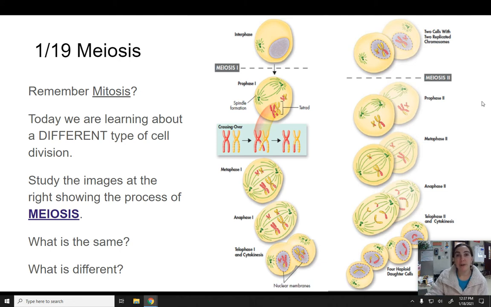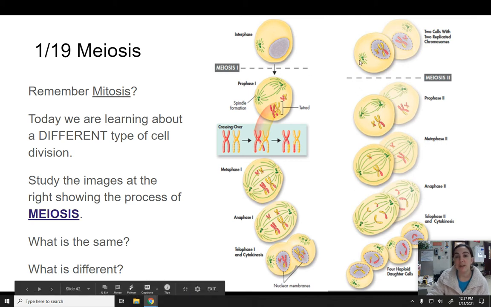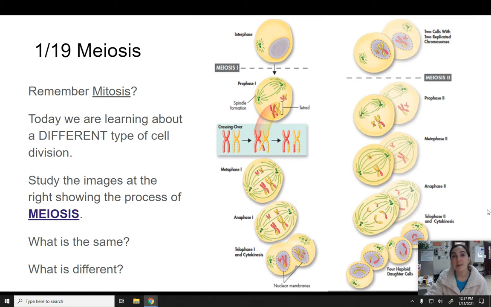If you remember, earlier this trimester, we learned about a process called mitosis, a process of cell division. Today, we're going to talk about a special type of cell division. It has a very similar name. It's called meiosis. And you can see a diagram of it on the screen right now. So the first thing I want you to do is look at this diagram and think about how is this similar to the process of cell division that we learned before, and what do you notice that's different?